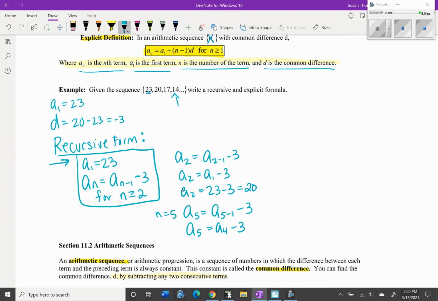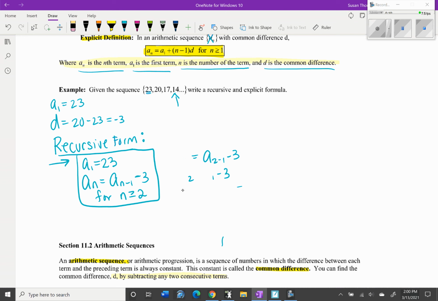But for more difficult ones, that's why recursive is harder, because you have to know the previous term in order to get to the next term. And if you don't know that previous term, you have to find all of those values up to it. So like if I wanted to find the 100th term, I have to find all 99 terms before it, which is why we don't always like to use the recursive form. I just wanted to point that out.